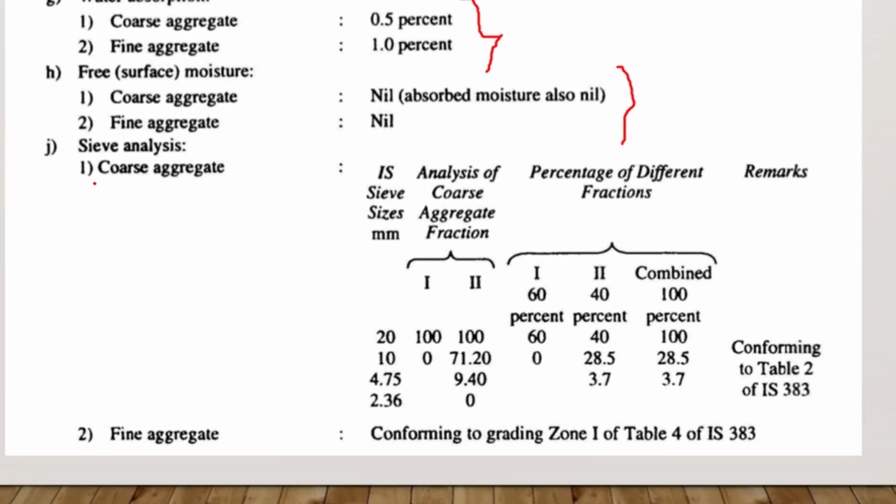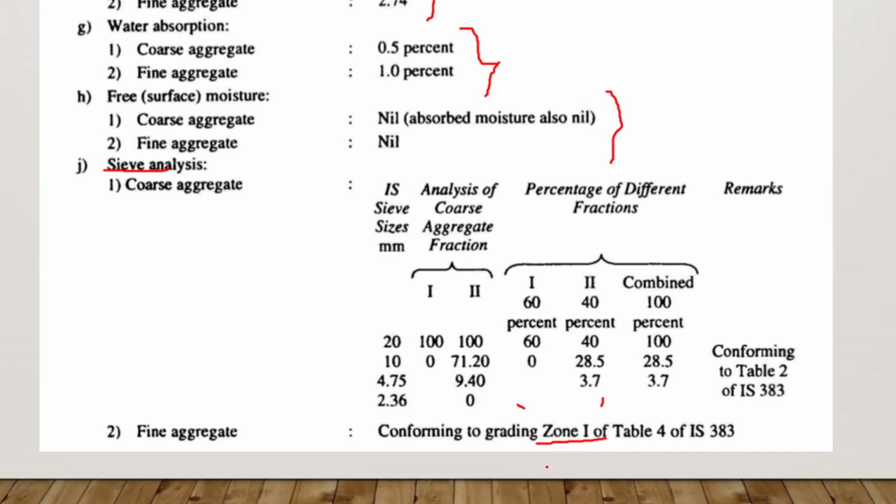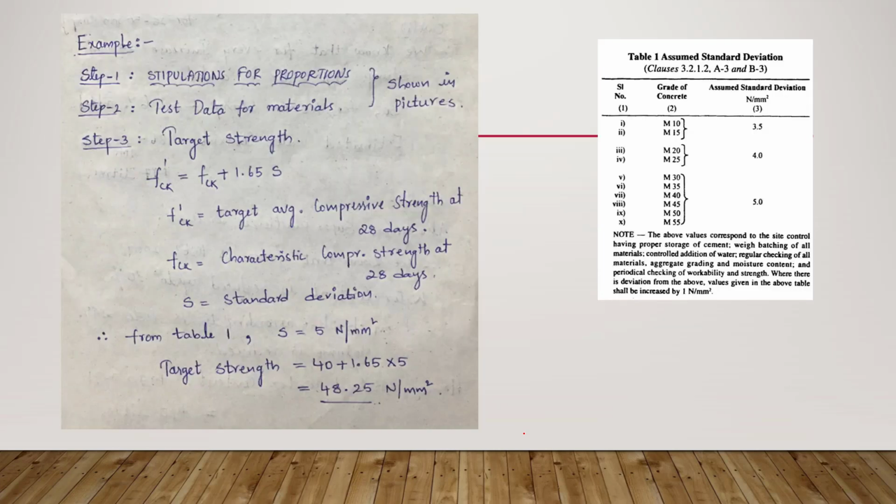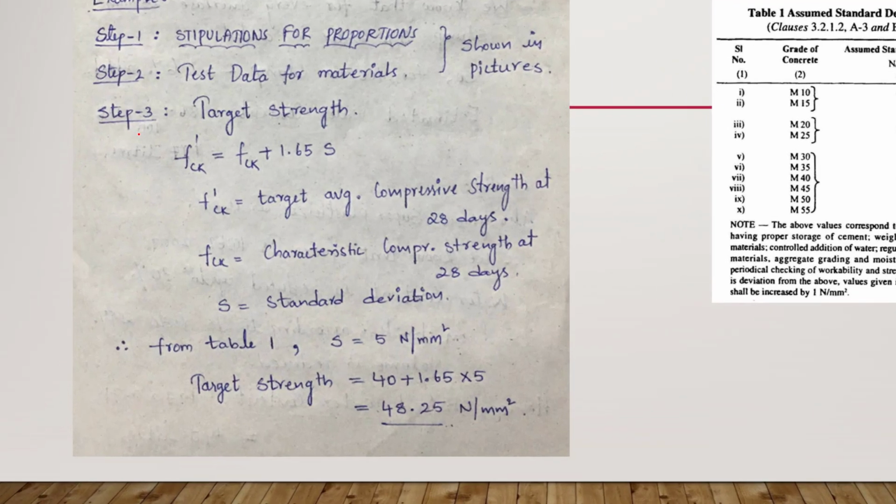And also in sieve analysis we have to remember that fine aggregate is given as zone 1. By sieve analysis we will find the zones of fine aggregates. Okay, now step 1 and step 2 are clear. Next we go to step 3.